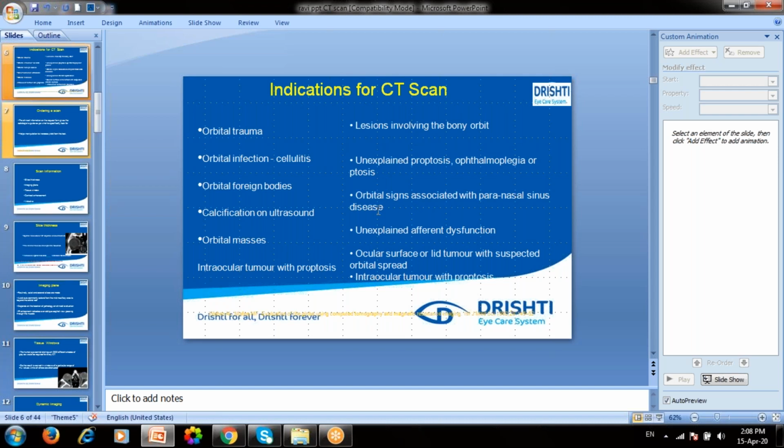So orbital signs with paranasal sinus disease, if there is a mass in the sinus or your nasolacrimal system is involved, in those cases we can send it for CT scan. Unexplained afferent dysfunction, ocular surface lid tumors, or tumors in the orbital space. In a lid tumor alone, the CT scan will not help, but if the lid tumor is spreading into the orbital area, like malignant tumors will spread, then to find the extent and exact location of the tumor we can do the CT scan. Intraocular tumor with proptosis, in those cases also we can send for CT scan. There are many more indications where we can send for CT scan, but these are the few important ones.